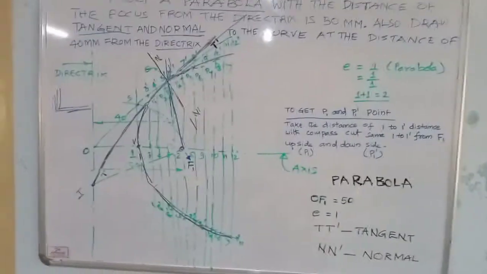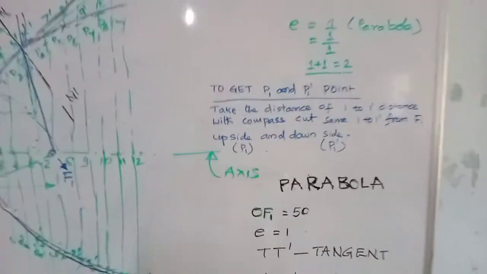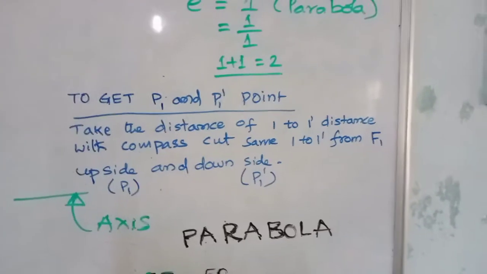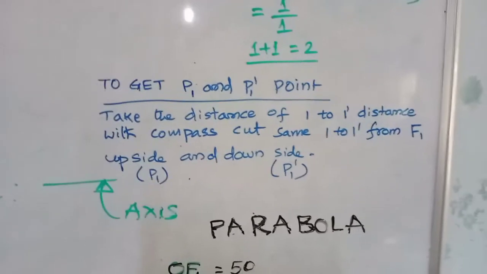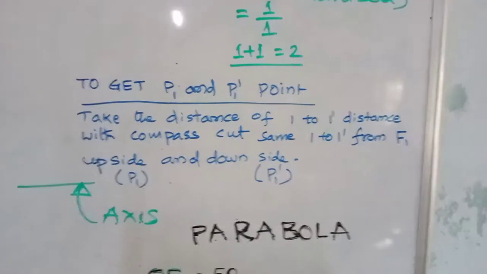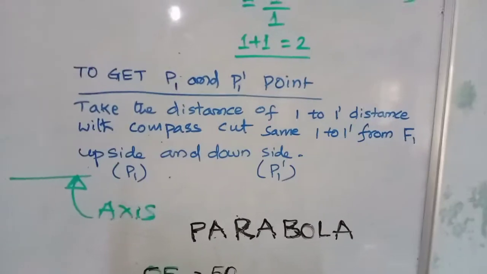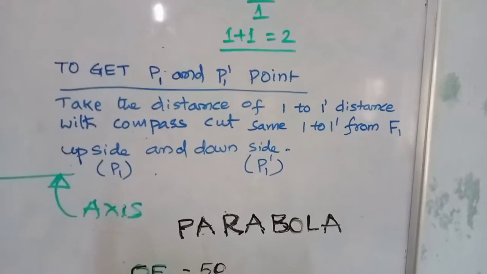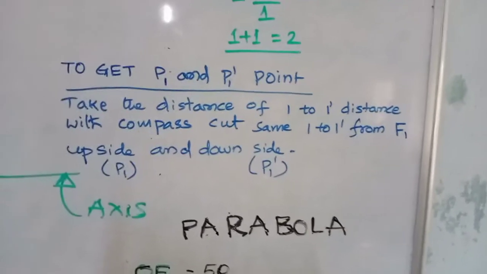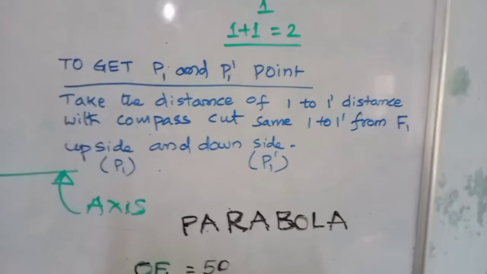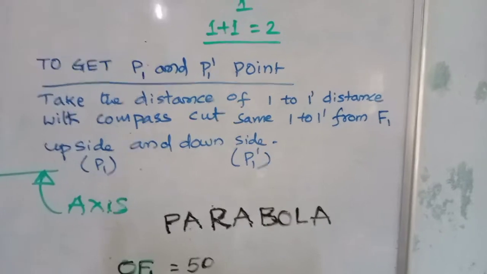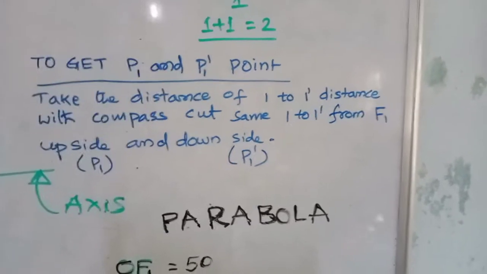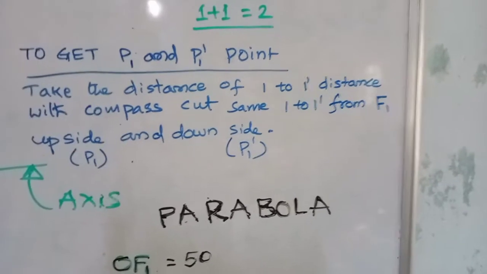See, once again I will explain to get P1 dash points. I am showing you here, I am writing the text here. To get P1 and P1 dash point on the curve, let us say I am explaining only one point, upper side and down side. What we have to do? Take the distance of 1 to 1 dash, upper side, and cut the same 1 to 1 dash distance from F1, upper side, I am marking as P1, downside P1 dash.